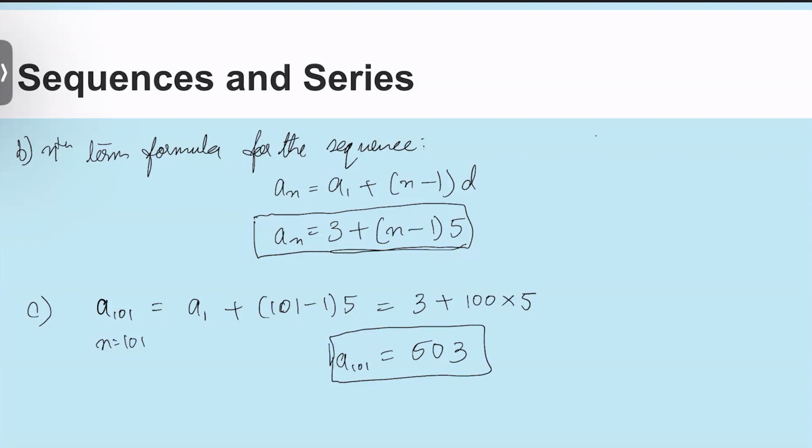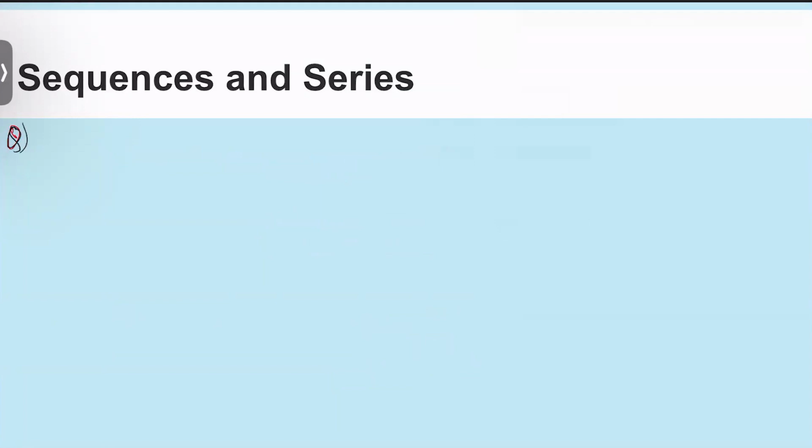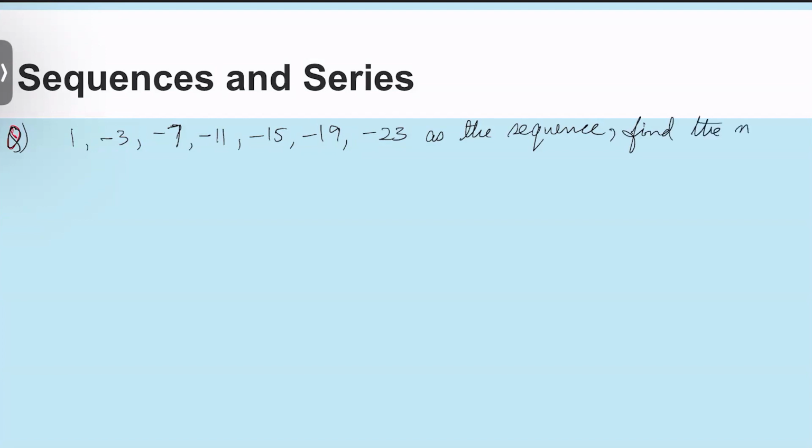Okay, so this is how we can find whether a certain sequence is arithmetic in nature or not. Suppose another question is given to you that we have 1, minus 3, minus 7, minus 11, minus 15, minus 19 and minus 23 as the sequence. Find the nth term formula and find A11 and A12.